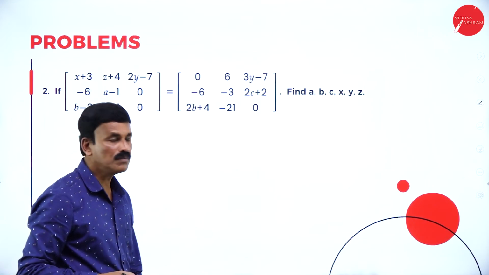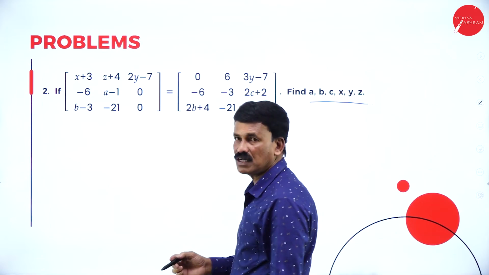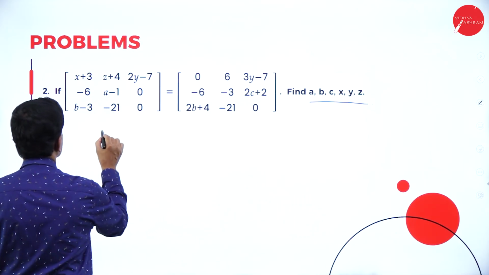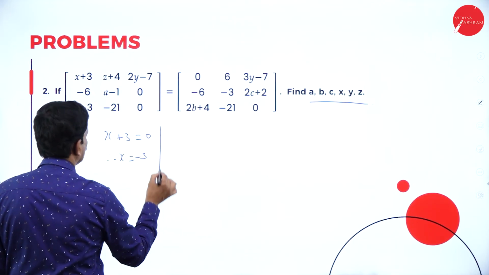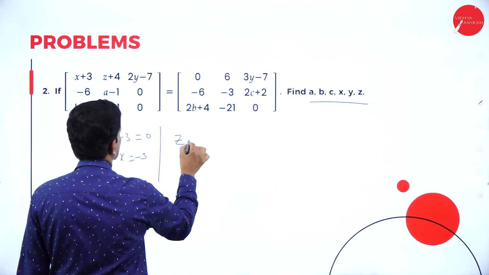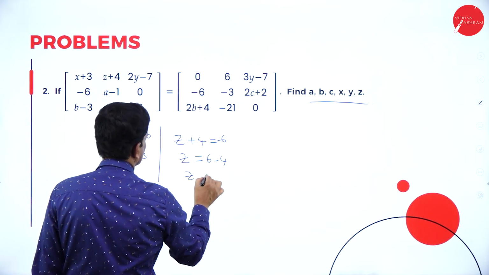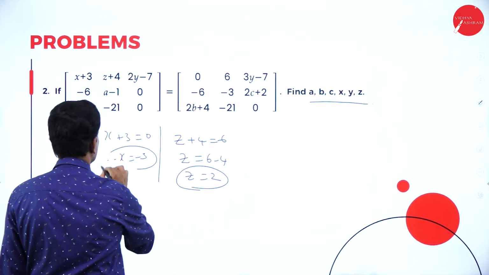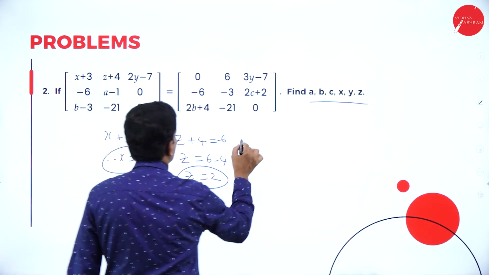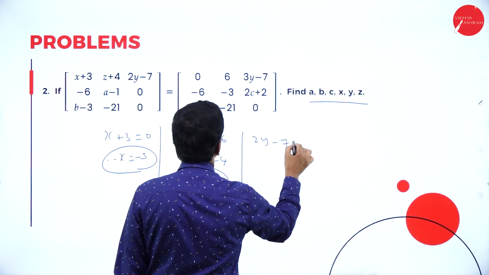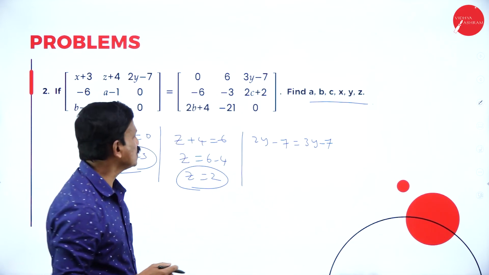Same type of problem. Find the values of a, b, c, x, y and z. Now, by equality of matrices, just equate it. So here x plus 3 is equal to 0, therefore x is equal to minus 3, one value we get. z plus 4 is equal to 6, therefore z is equal to 6 minus 4, that is z is equal to 2. You get the x value and z value. Again, where is y? We have 2y minus 7 is equal to 3y minus 7.